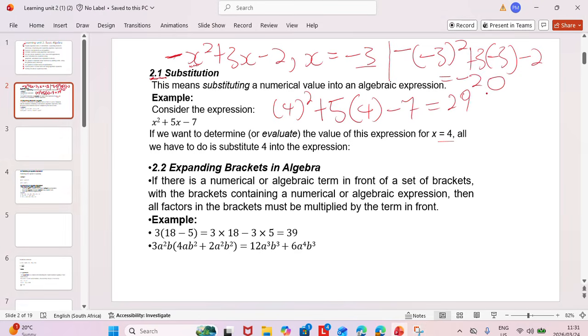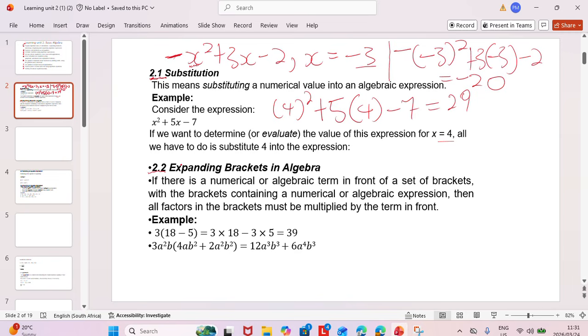Okay, so please guys, I know that this might look easy, but on your side, definitely need to familiarize yourself with your calculator. That is substitution, where you are trying to find the numerical value of the algebraic expression. And then 2.2 guys, we need to expand brackets in algebra. So I want you to note the following. I will just read there and then I will explain again.